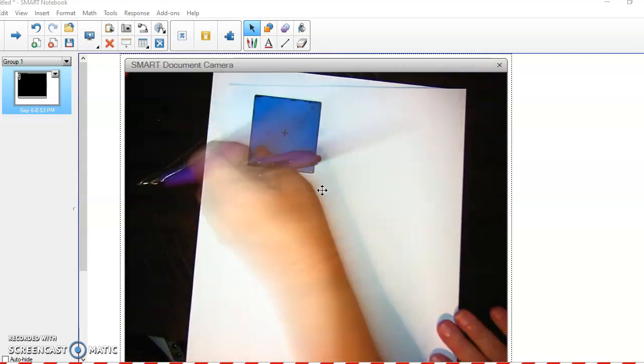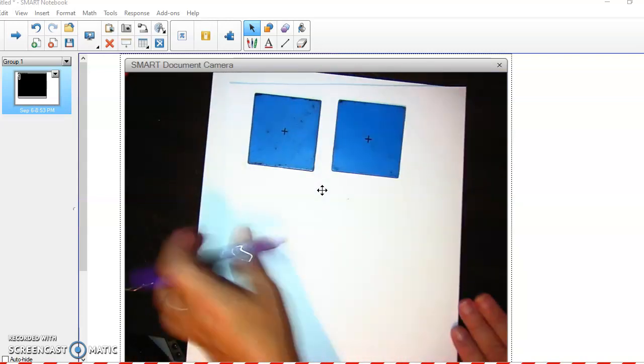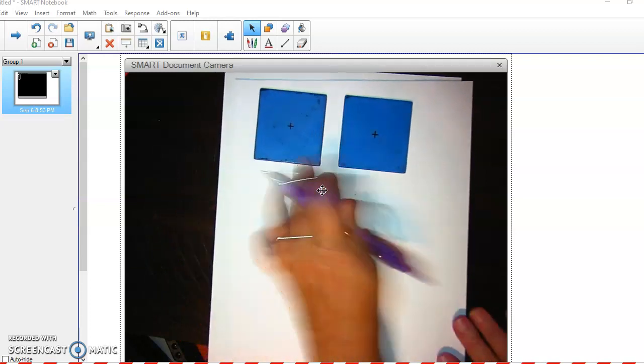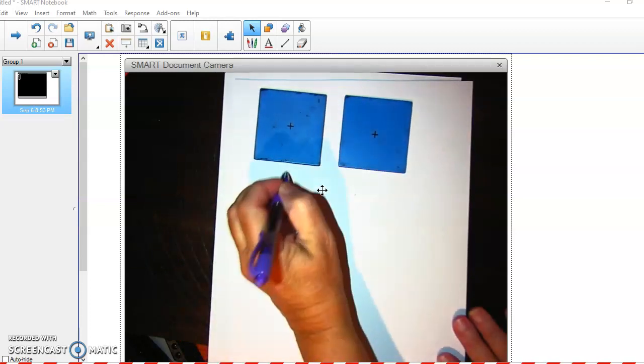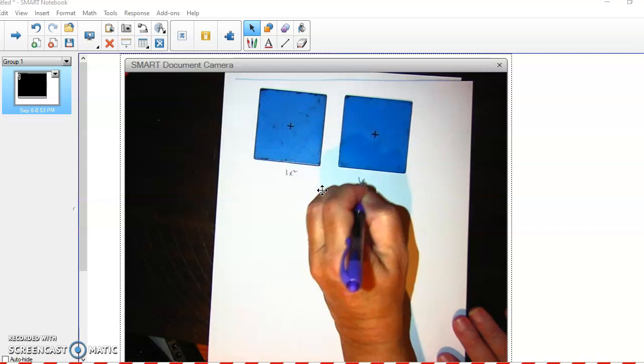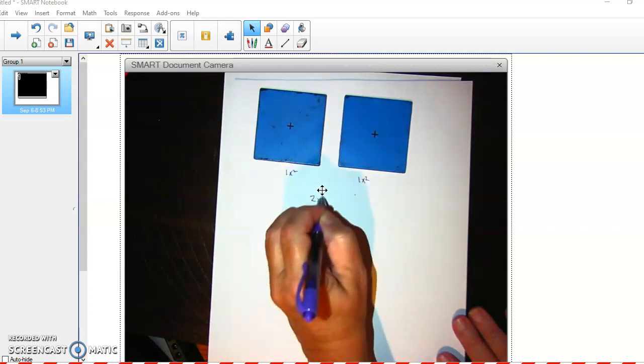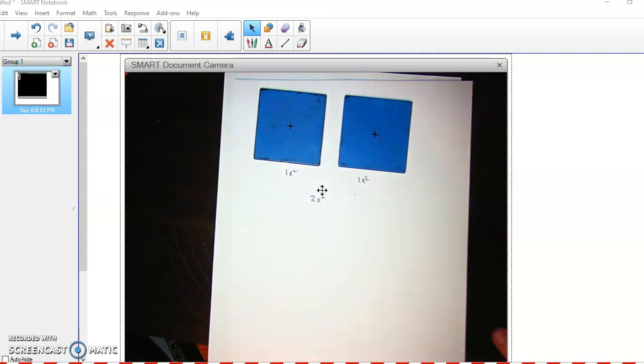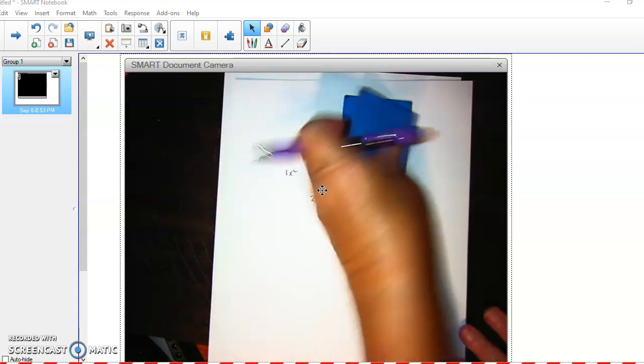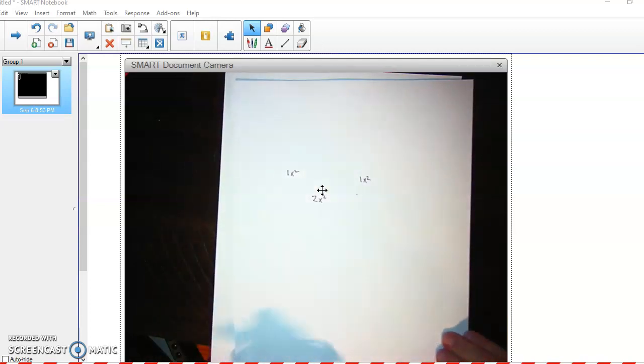So let's see. If we had these two, we would say we had, this is 1x squared, and this is 1x squared. So we'd have 2x squared. Okay? So let's try this one. Let's see what you can do with this one.